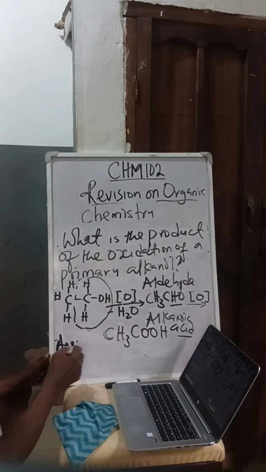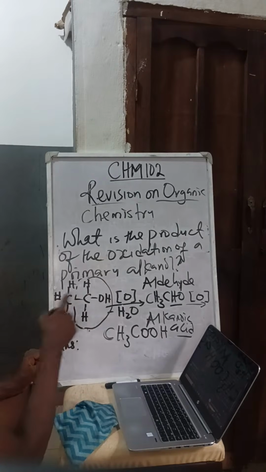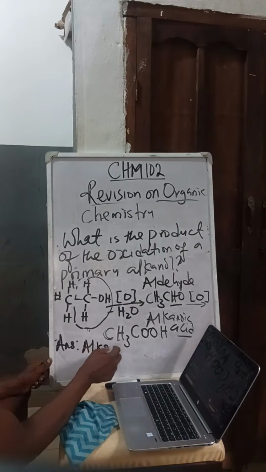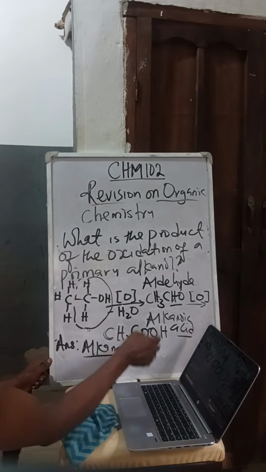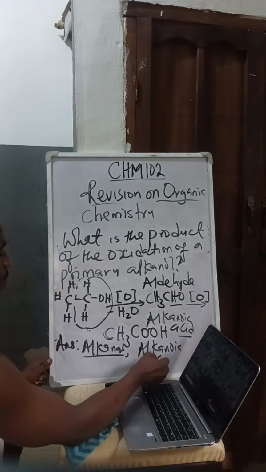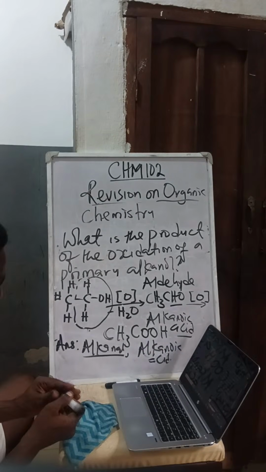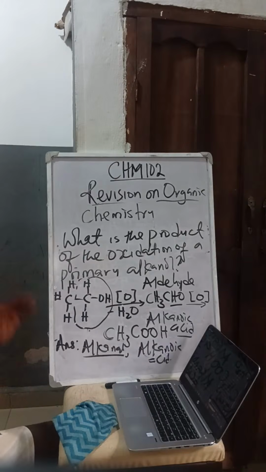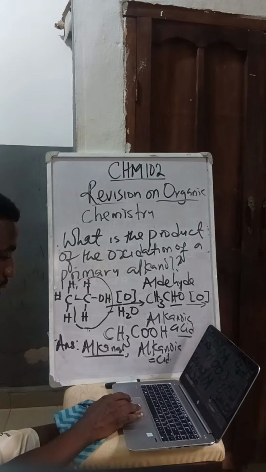So the answer is, what is the product of the oxidation of a primary alcohol? Aldehyde, which is alkanal. That is the first product. Second product is what? Alkanoic acid. So if they ask you, the immediate first product is alkanal. Then second product is alkanoic acid, like when it further oxidizes, it gives us alkanoic acid. All right. Next question.